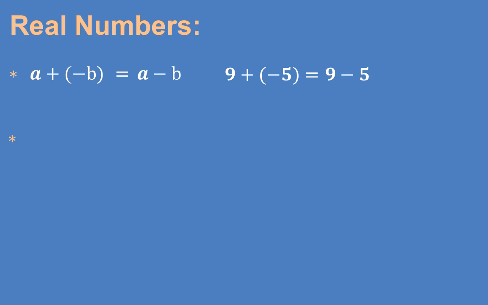For the operation of division, the quotient of a real number a by another real number b, which is not equal to 0, is given by a times the inverse of b. It is denoted by a over b. For example, 3 times the inverse of 2 is denoted by 3 over 2.